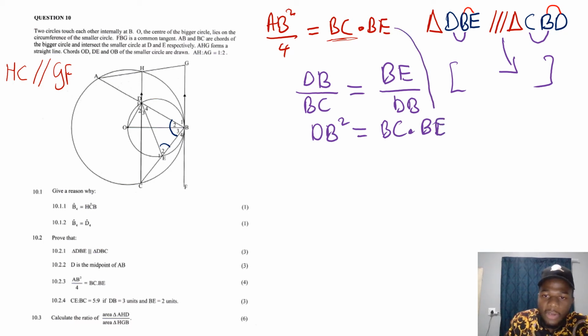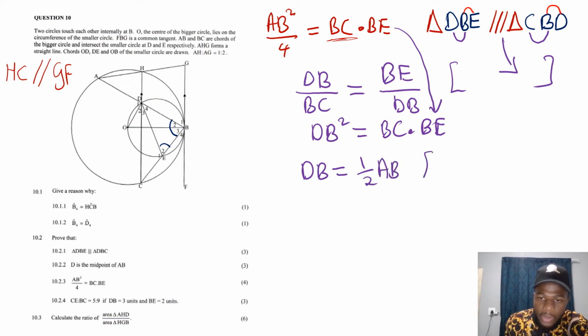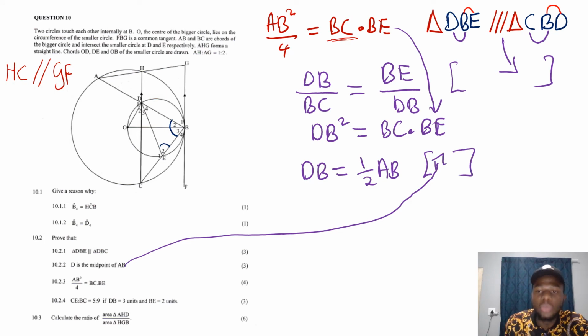It is the very same thing that we are having here. So it means we must express or write DB in terms of AB. So DB is half AB. The reason we can write this is that D is the midpoint of AB. You will come and write it there. It's very much important.